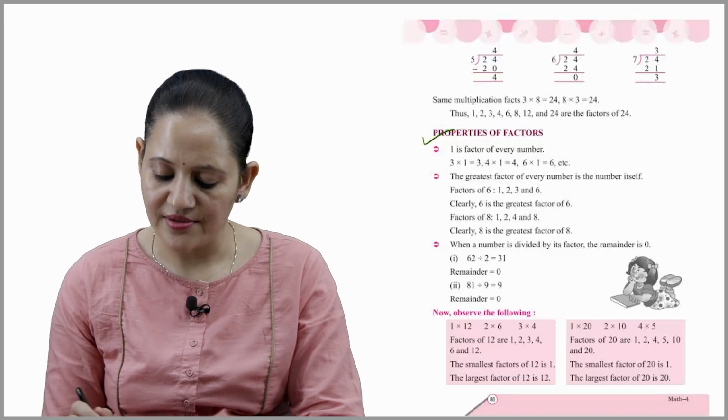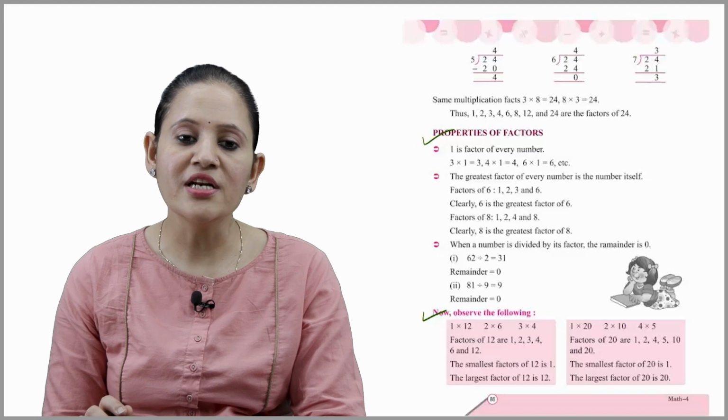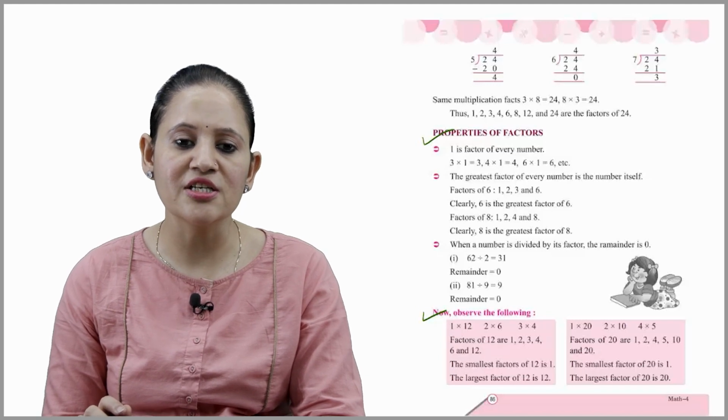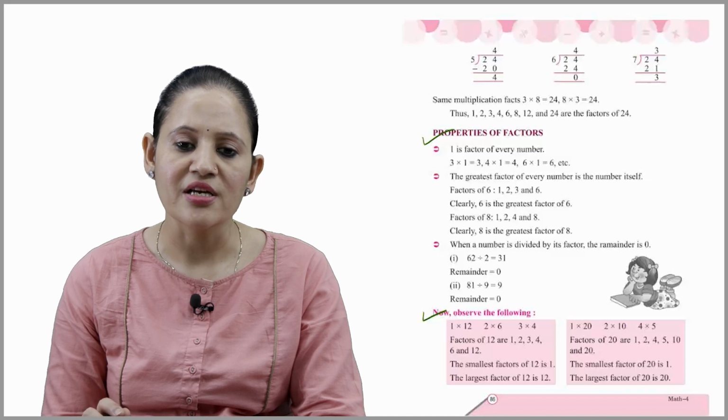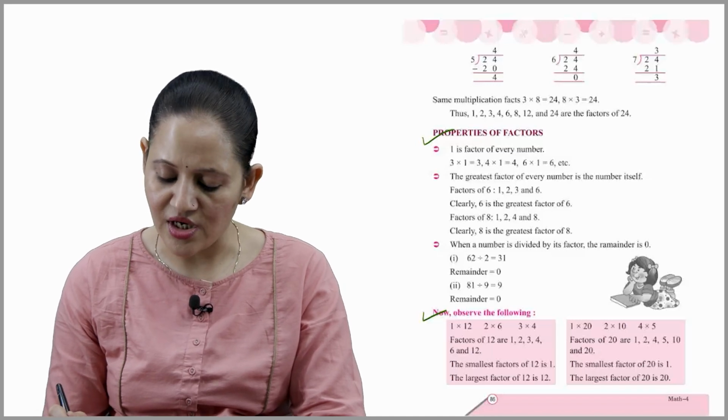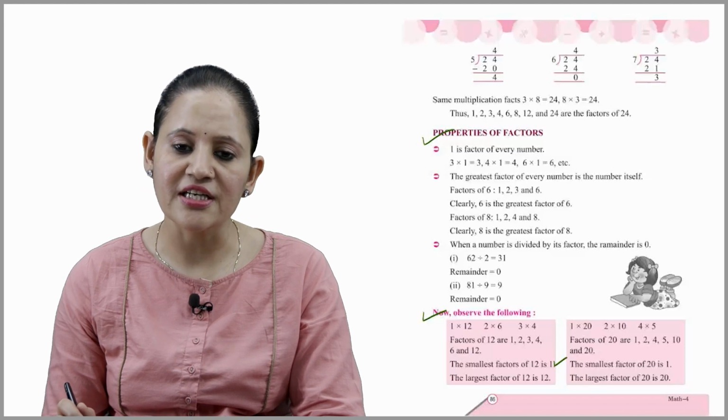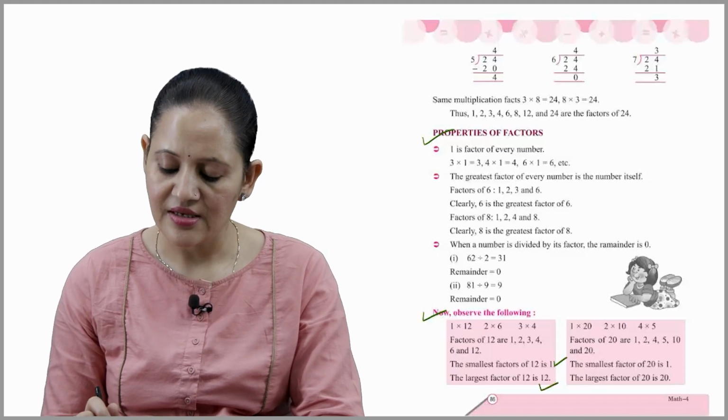नाउ ऑब्जर्व द फॉलोइंग. 1 into 12, 2 into 6, 3 into 4. फैक्टर्स ऑफ 12 क्या हो जाएंगे, 1, 2, 3, 4, 6 एंड 12. स्मॉलेस्ट फैक्टर ऑफ 12 क्या है, 1 एंड द लार्जेस्ट फैक्टर ऑफ 12 क्या है, 12. क्लियर?